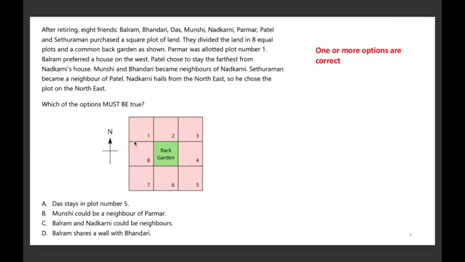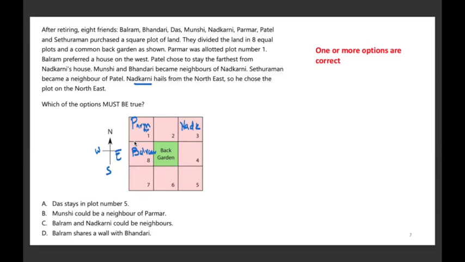First, we'll try to organize which plot belongs to whom. We know 2 things. Parmar chose plot 1, so Parmar will be here. We also know Nadkarni hails from northeast, so he chose the northeast plot. Now this is north, south, west, and east. Northeast is the third plot, so this is Nadkarni. Further, we know Balram preferred a house on the west, so Balram will be here.